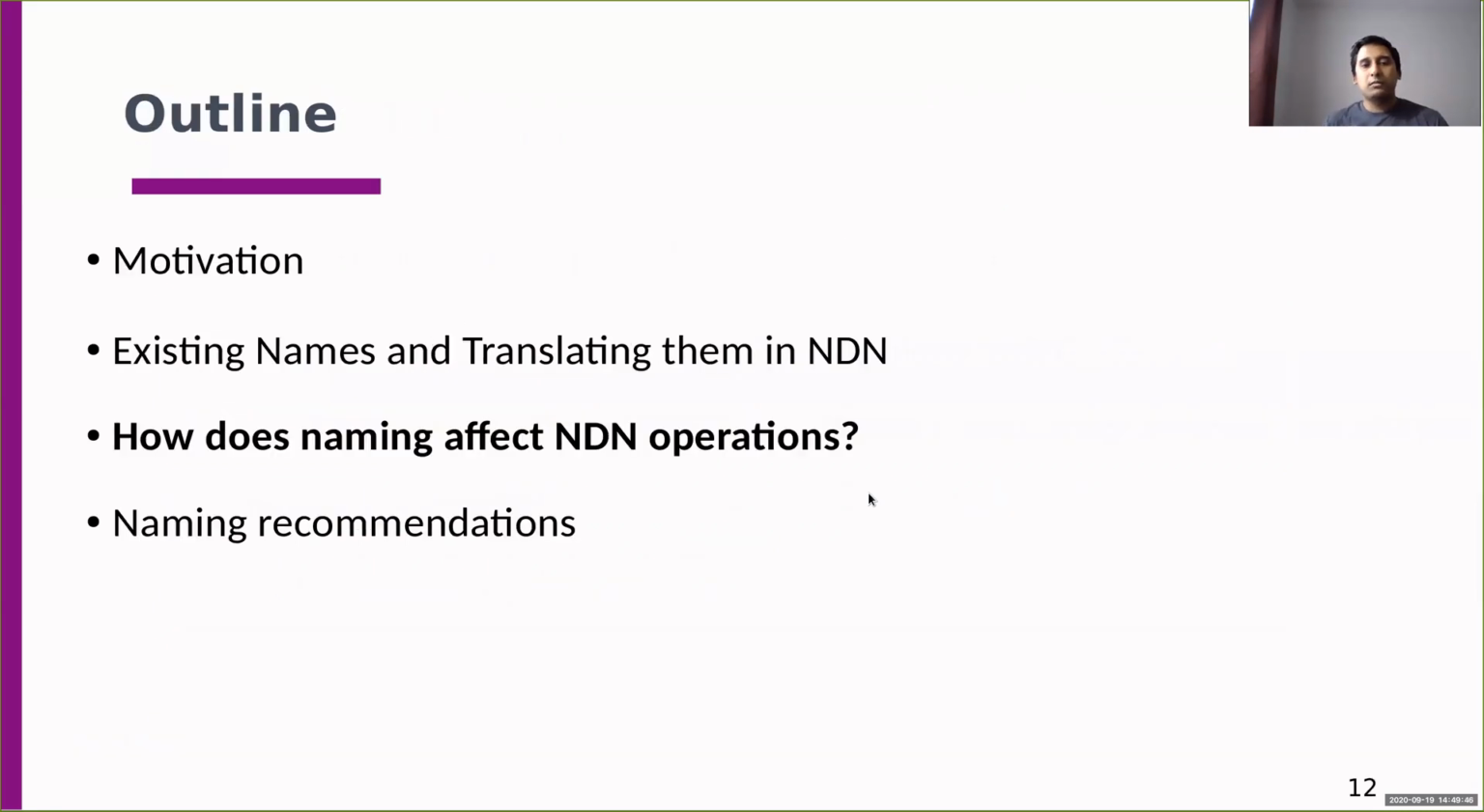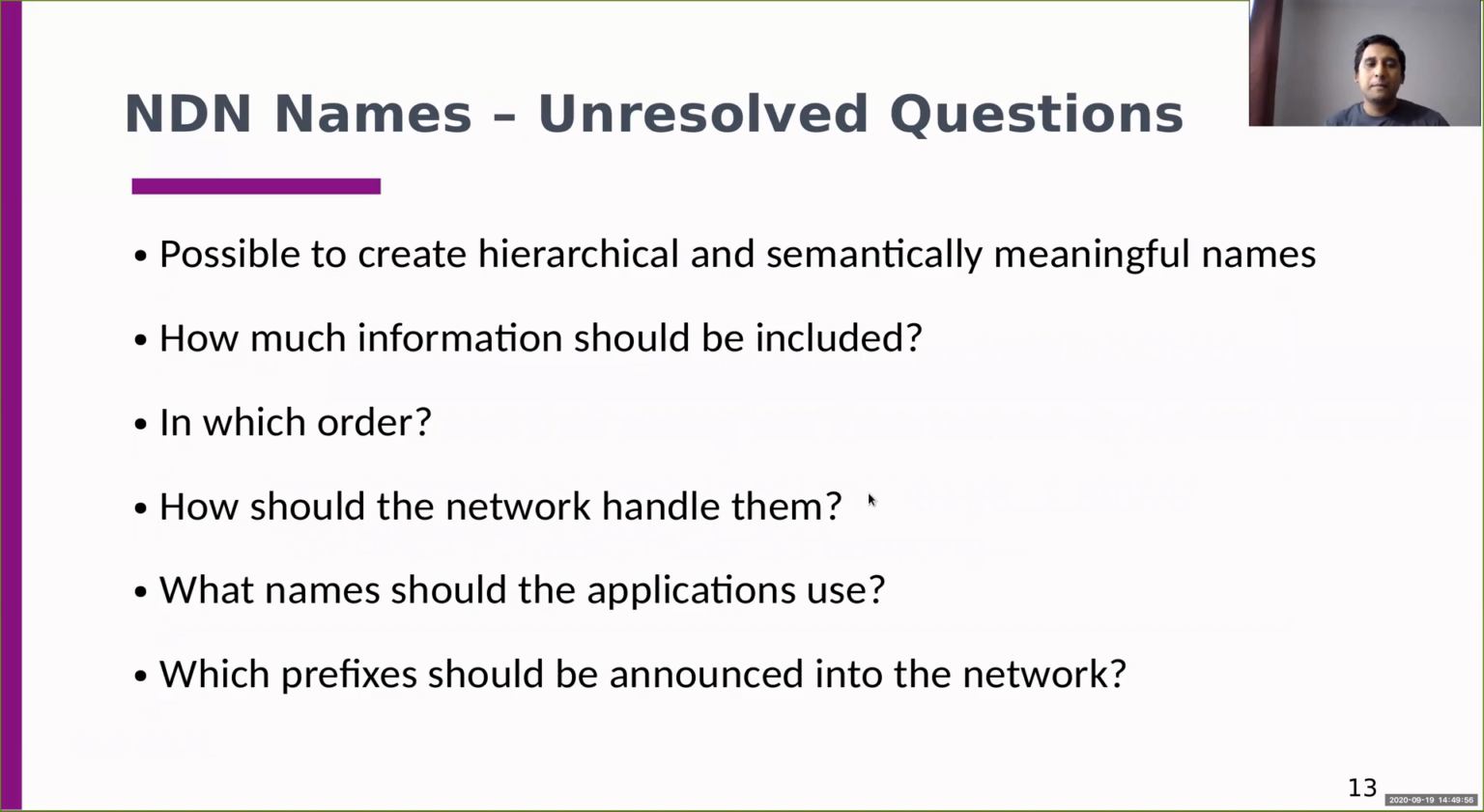And so fine, we can name data for an NDN network, but the questions remain. If you tell scientists that yes, you can take your names and use them in the NDN network, they're going to ask you, well, how much information should I include? What should be the order for this information? How does the network handle this information? What are the prefixes that we should announce into the network?